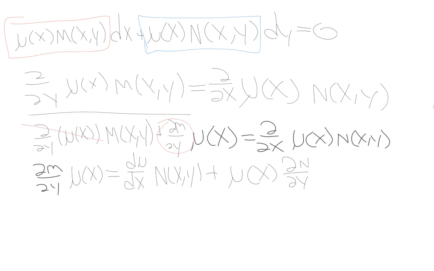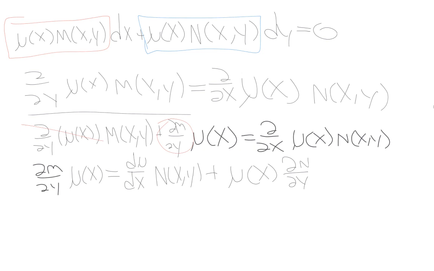And on the right hand side I have the partial with respect to x of mu of x times N of x y. I left this alone for the time being simply to save space. So moving on with what I have on the left hand side of my equal sign, I have partial M with respect to y times mu of x, because those are the only two terms that survive, equal to what my right hand side of the equal sign evaluates to.